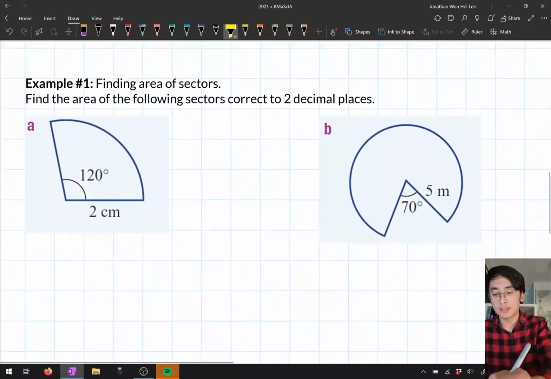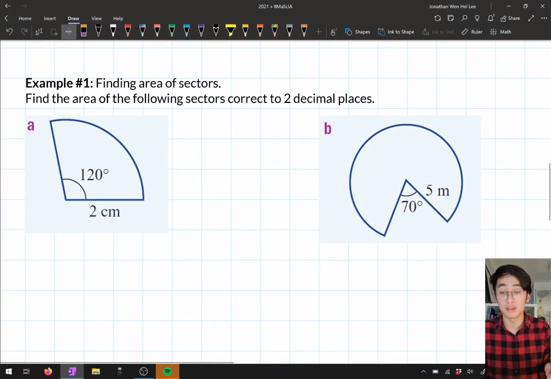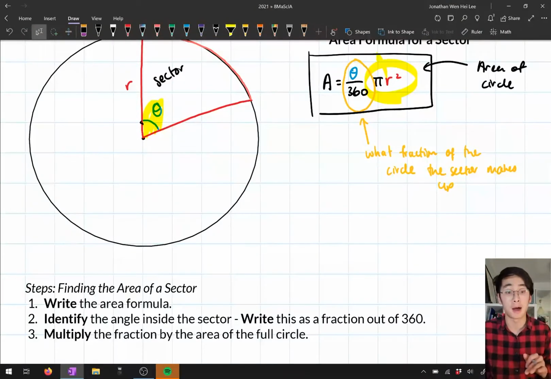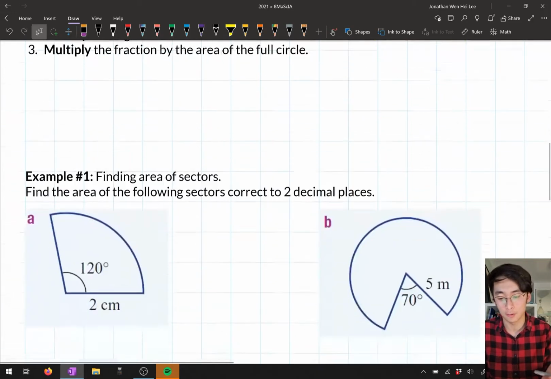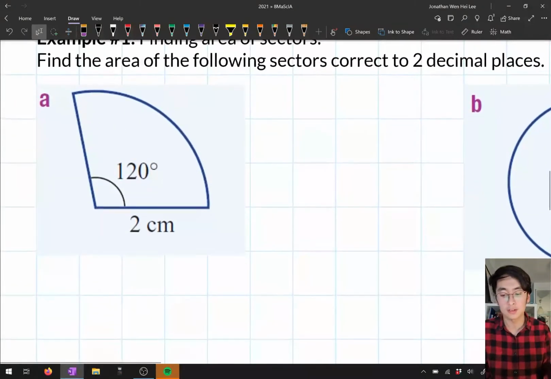Find the area of the following sectors, correct to two decimal places. So here we're going to need our calculators, because if you have a look at my formula, I've got this pi. I don't have an exact value of pi that I'm going to be able to use, so I need to actually use my calculator for that. So here, let's have a go at this first example.